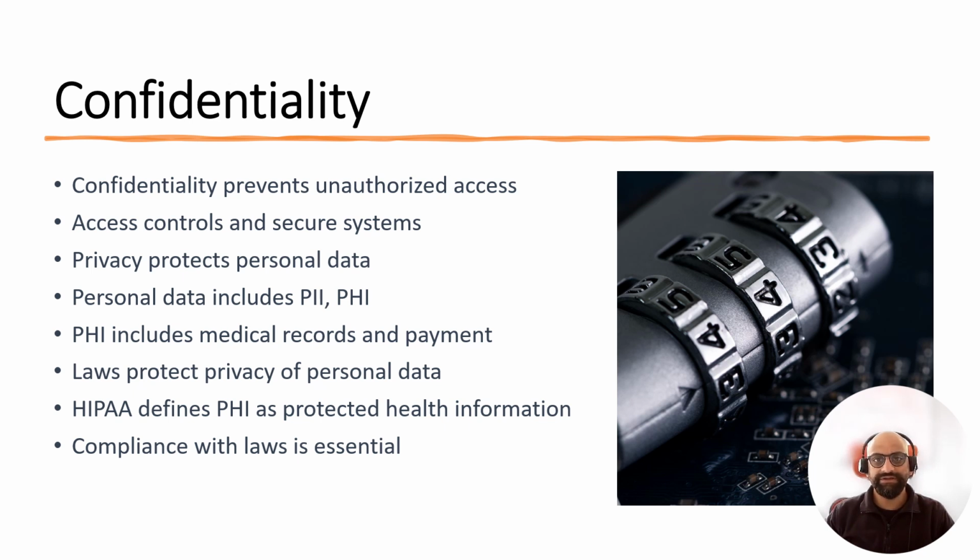PII includes information such as names, addresses, social security numbers, and financial data, while PHI includes an individual's medical records and healthcare payment history. Some legal definitions of personal data go beyond this and include race, marital status, religious preferences, political affiliations, and other unique personal characteristics that may be collected or stored.